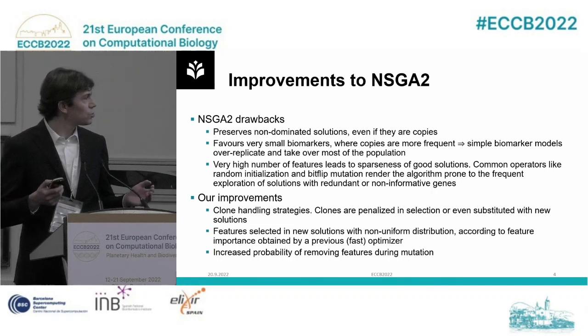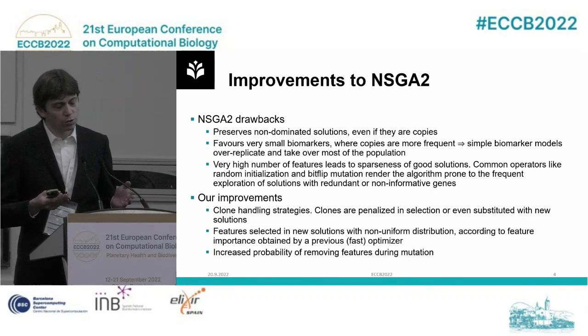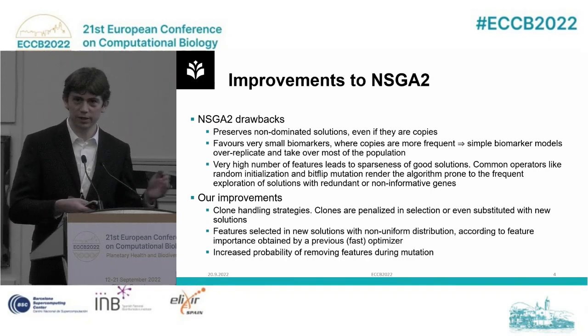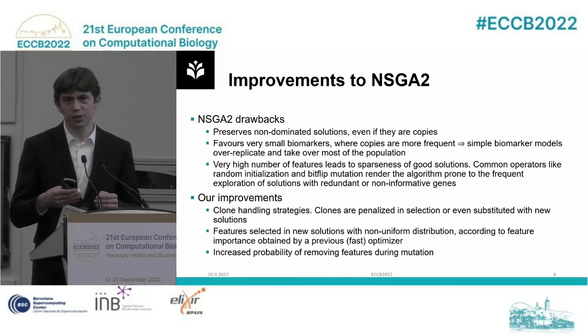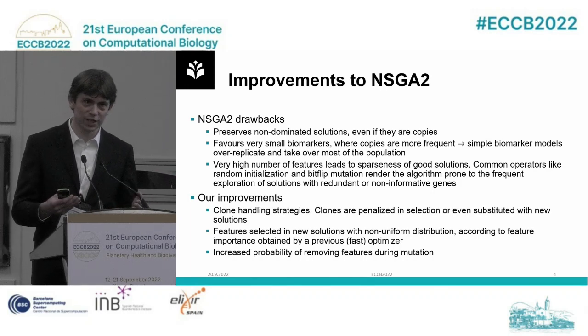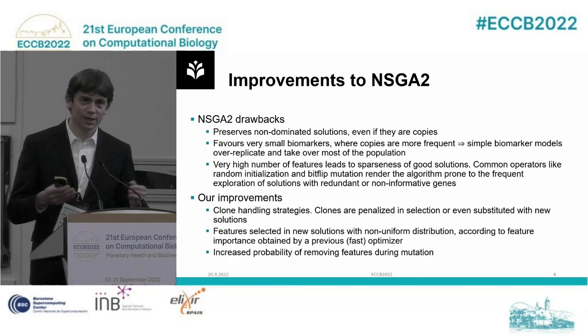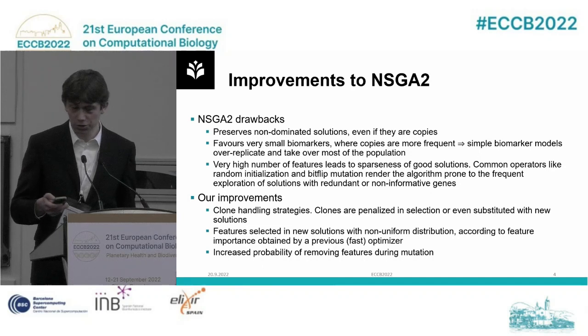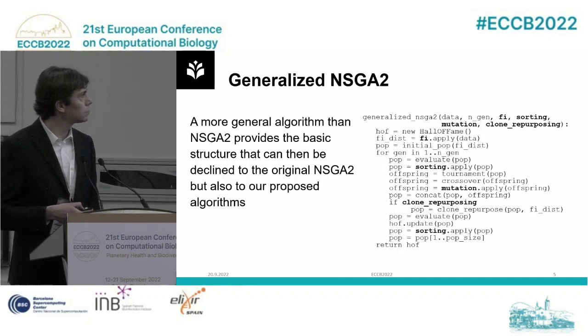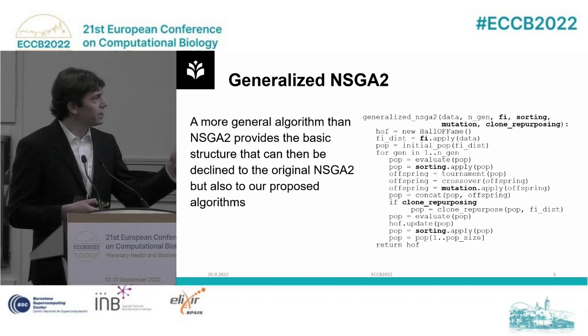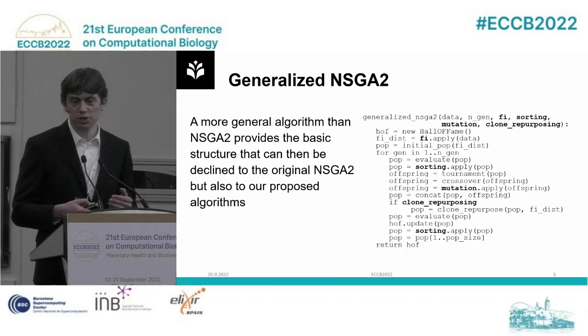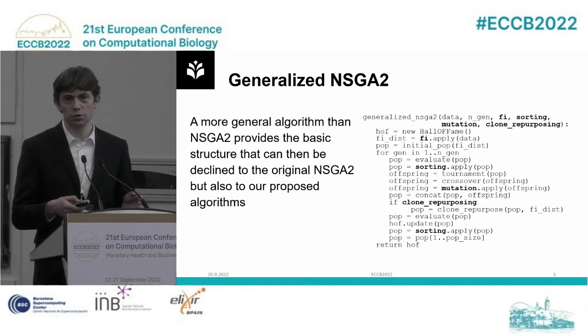We are also introducing a way to give a greater importance to some features, in our case genes, with respect to others, to give a sort of warm start to the algorithm and to improve the stability of the solutions that are found in a k-fold cross-validation. This is a general algorithm, because it is possible to generalize the original NSGA2 to include the NSGA2 and also our new algorithms.